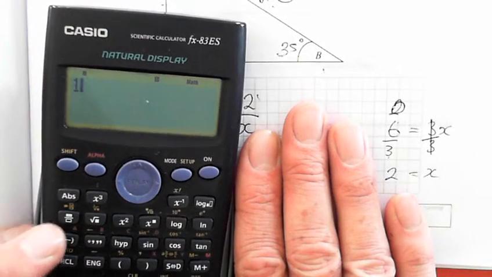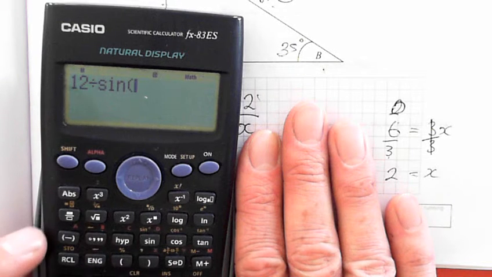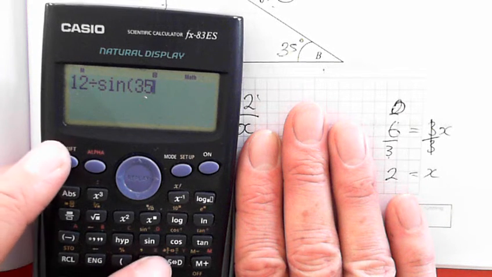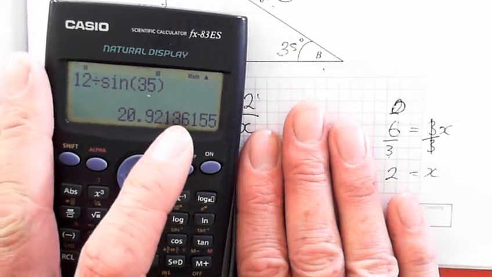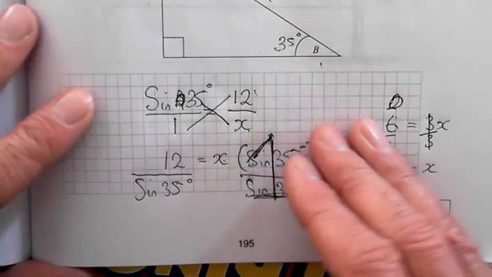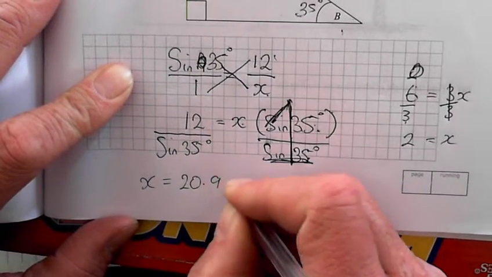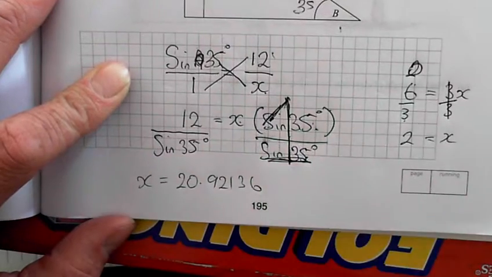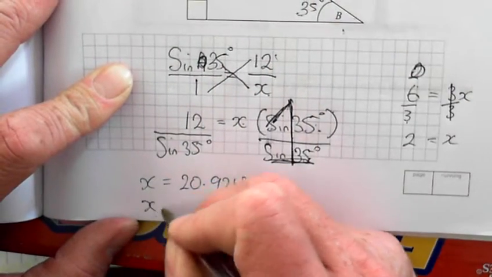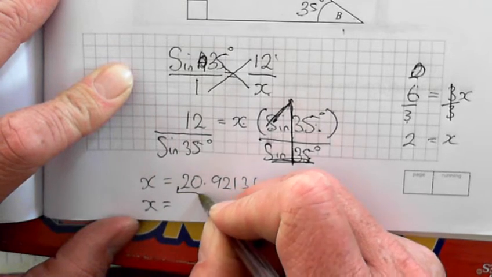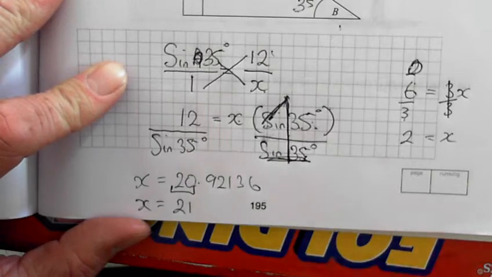X is equal to 12 divided by sine 35 equals 20.92136. And find to the nearest centimetre. So nearest centimetre is going to be 21 centimetres.